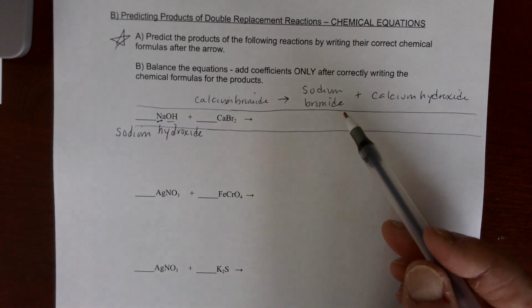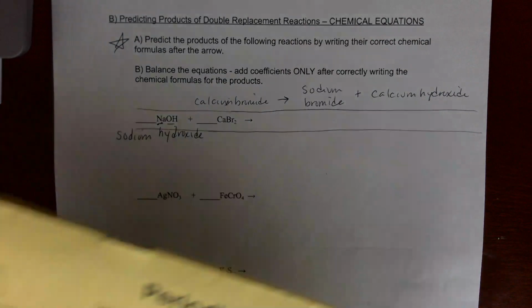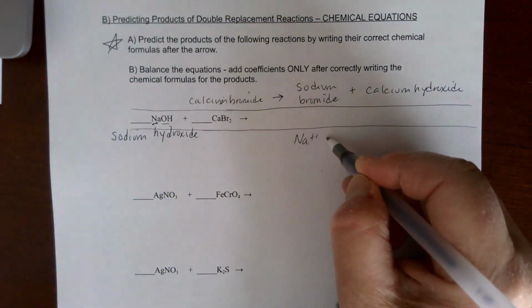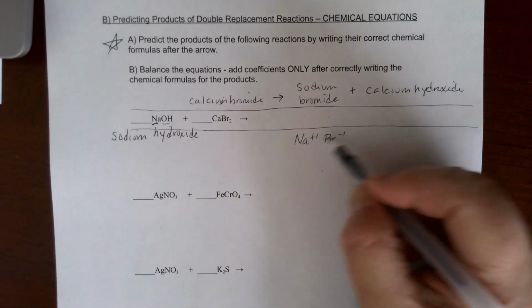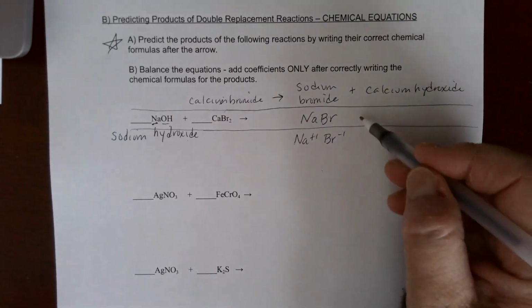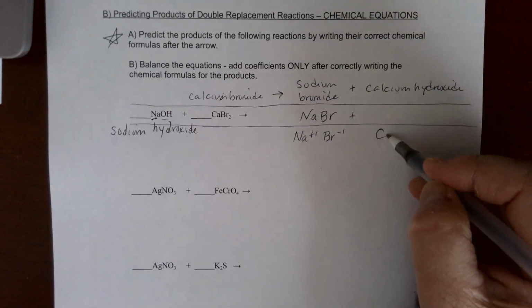So sodium bromide. To figure out the formula of sodium bromide, you are going to need your reference tables, specifically your periodic table, right? Sodium is Na with a +1. Bromine is Br with a -1, right? So Na +1, Br -1. Because those charges are equal and opposite of each other, this formula just becomes NaBr. I'm going to bring down that plus sign, and now I'm going to do the chemical formula for calcium hydroxide.